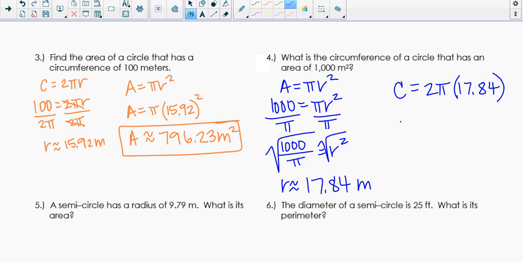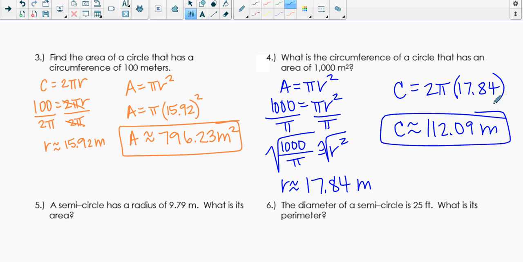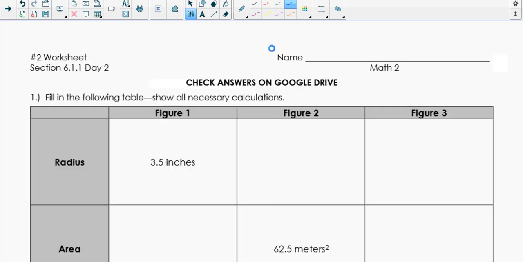And your circumference is about 112.09 meters.